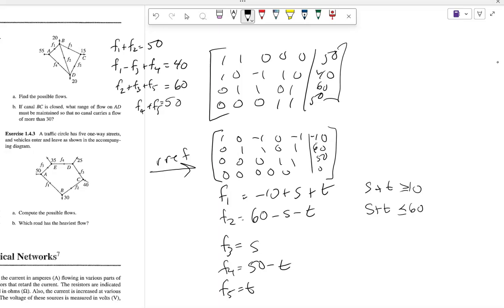We know that our S is positive, or non-negative, I guess it should say, and so is T. Finally, the F4 equation, what does that say? Good, T has to be less than 50, right?